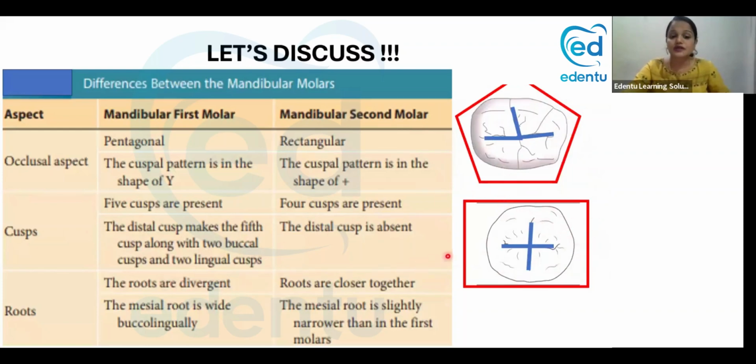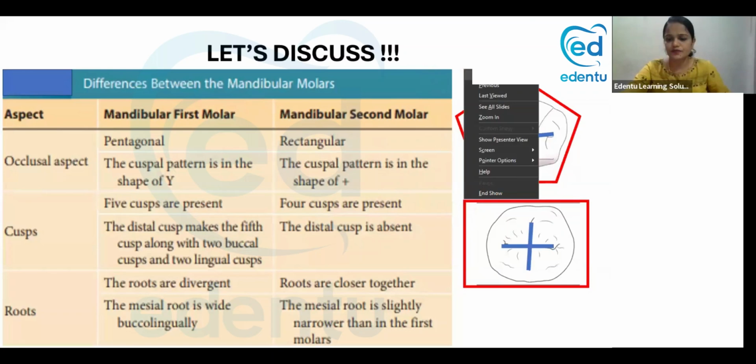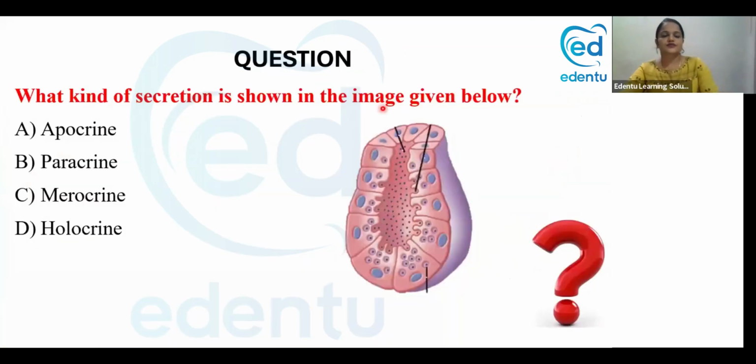Very good. The roots are very much divergent in case of a first molar, whereas they are much closer in case of a second molar. And the mesial root is usually wide buccolingually in case of the first molar, and slightly narrower in case of the second. So I hope you understood the differences between the first and second molars. Now, moving on to the next question.